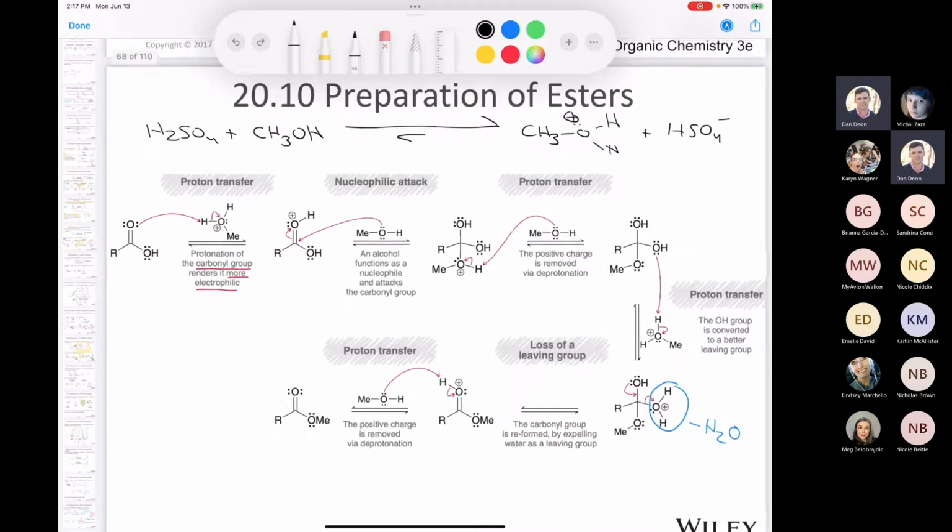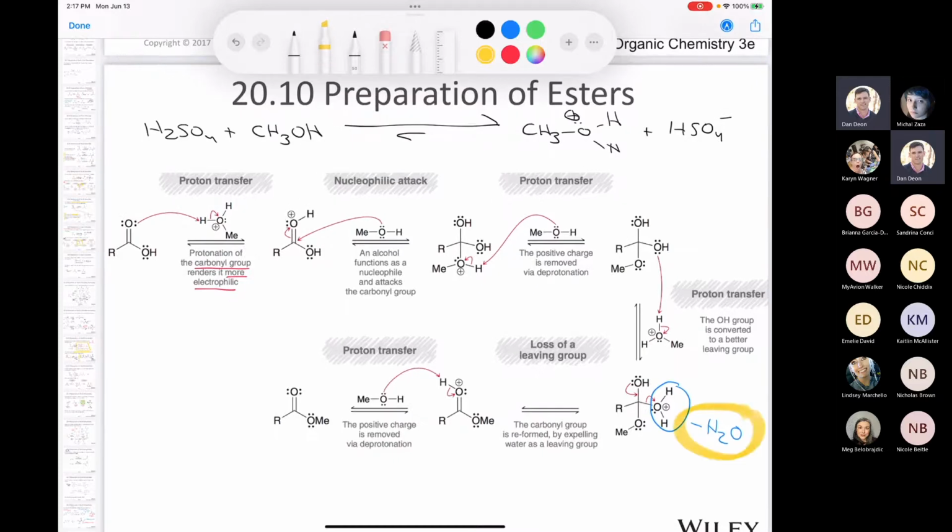So if you're wondering, how do you end up removing this water? If you're in methanol and water, well, water and methanol are miscible. You can mix them together.